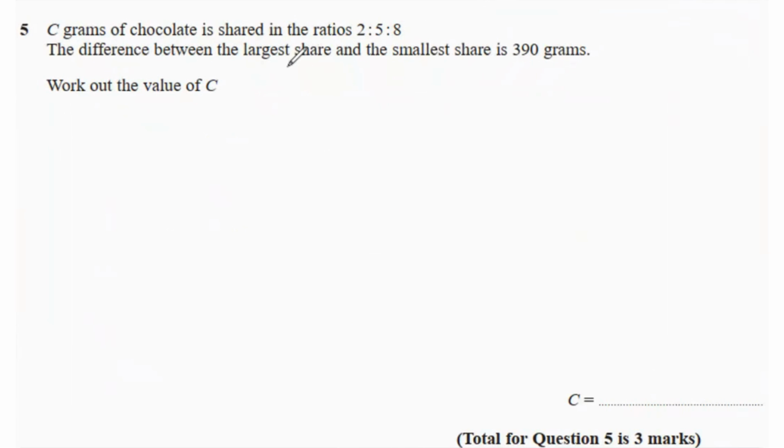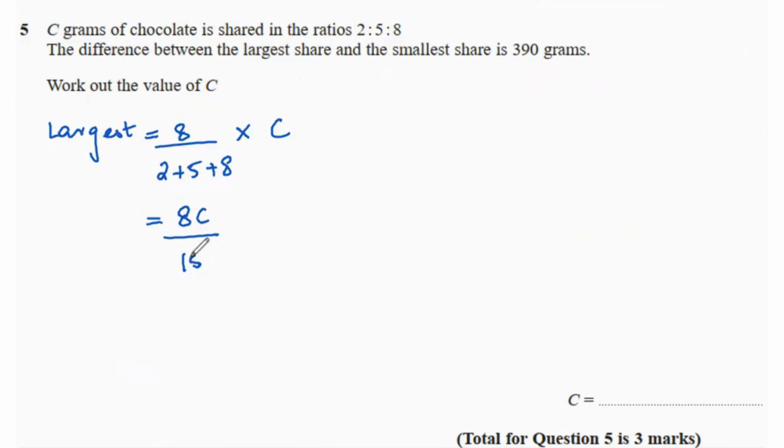Next question says that C grams of chocolate is shared in the ratio 2:5:8. The difference between the largest share and the smallest share is 390 grams. Work out the value of C. So let's first create an equation for the largest share. Largest is going to be 8 out of 2 plus 5 plus 8. And since the total grams of the chocolate is C grams, so we times it by C. So that is going to be 8C over 15.